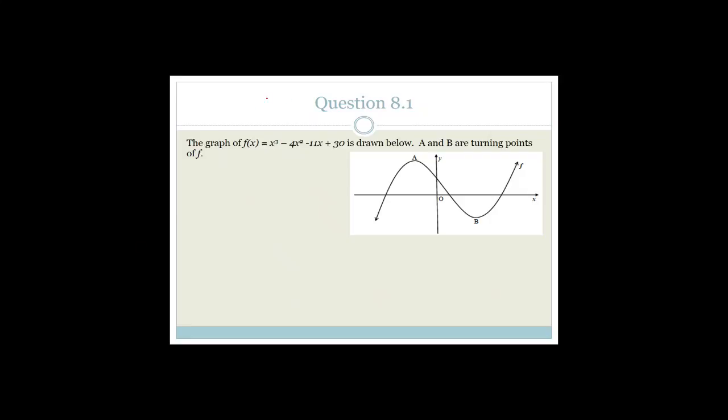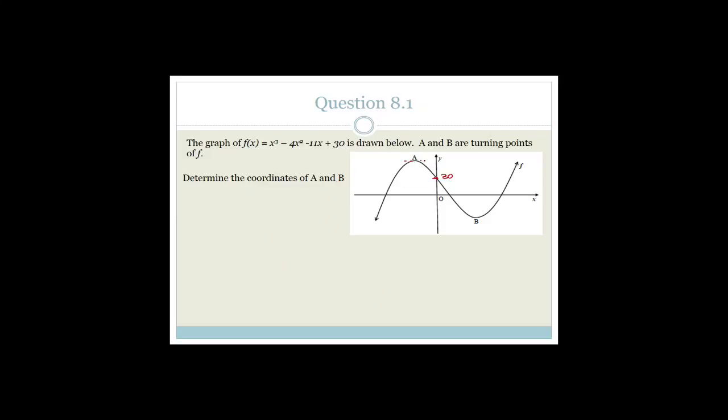Okay, so the graph of f of x is equal to x cubed minus 4x squared minus 11x plus 30, it's drawn here. A and B are turning points. So we immediately know that this value here is plus 30 because that is the constant, which means it is where it cuts the y-axis. Now the first question says determine the coordinates of A and B.